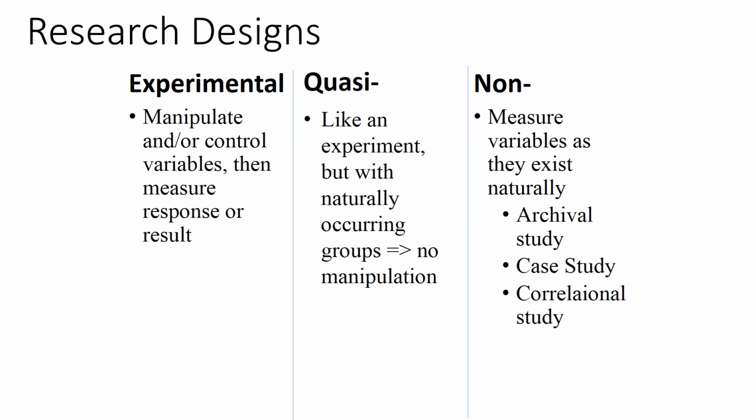The research design is the overall plan for the study, or how we're looking at the variables. There are three broad categories: experimental, quasi-experimental, and non-experimental. Note that the experiment is the only design with a manipulated variable.